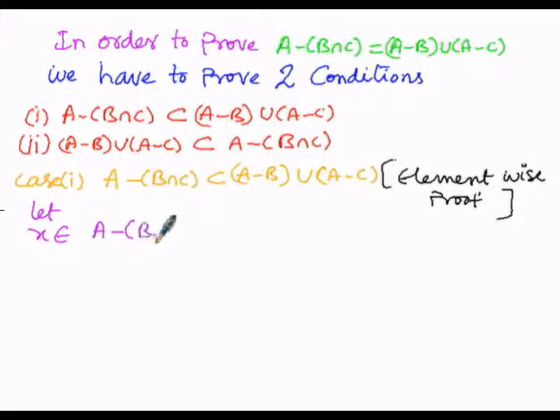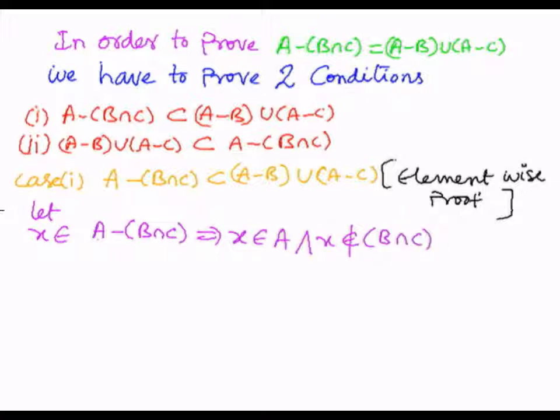of B intersection C. That implies, in its elaboration, x belongs to the first set, that is A, but since it is a minus sign of B intersection C, B intersection C is subtracted from this set A, therefore x belongs to only the set A, but it does not belong to B intersection C. So here we can write it as x belongs to the first set, that is A, since it is subtracted, and x does not belong to the second set, that is B intersection C.